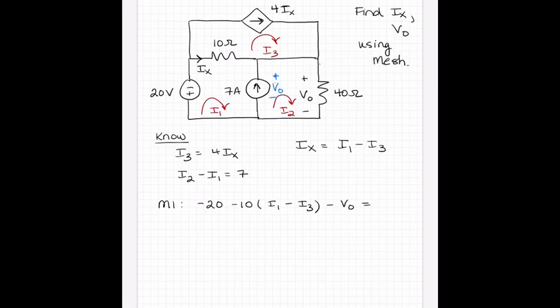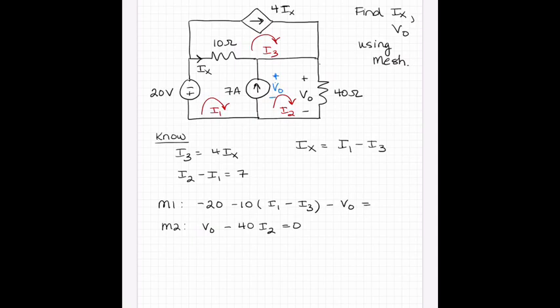All right, mesh 2. So we're going to have plus VO coming around to the resistor. Forget about VO across the resistor. It's going to be minus 40 times I2. The 40 ohm resistor is on the outside of a mesh. Okay, so that's pretty simple.